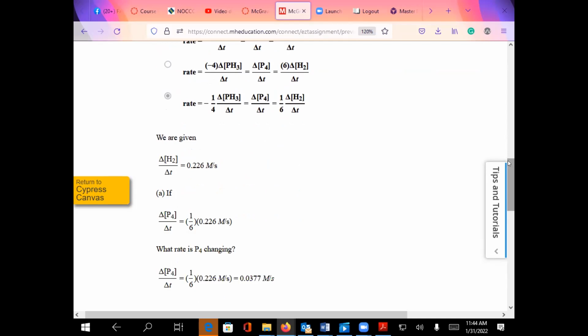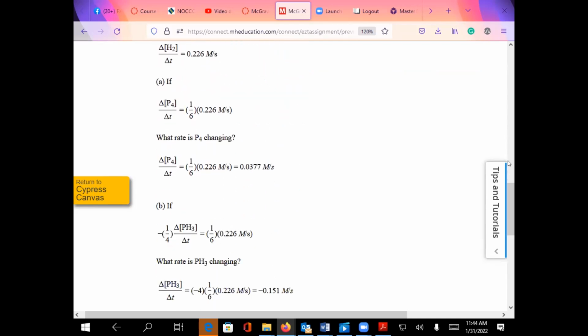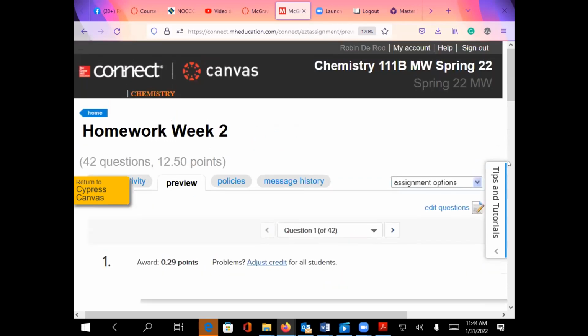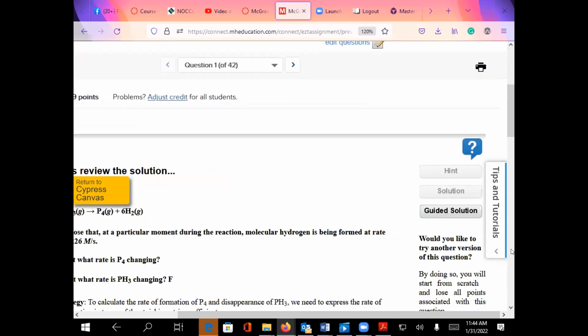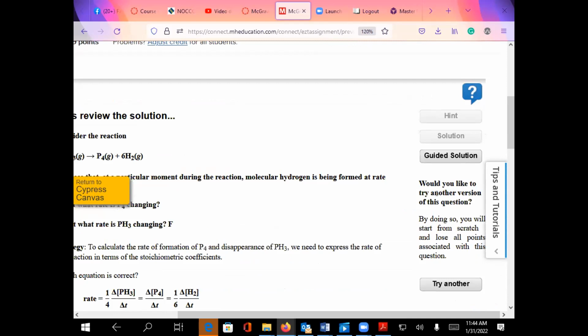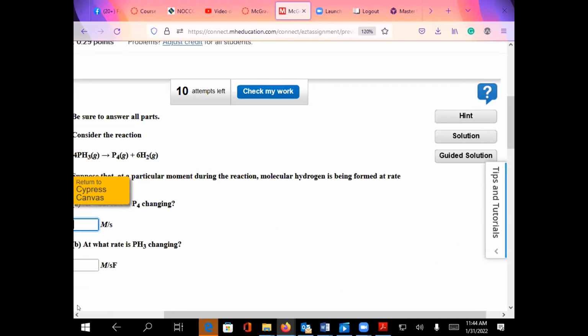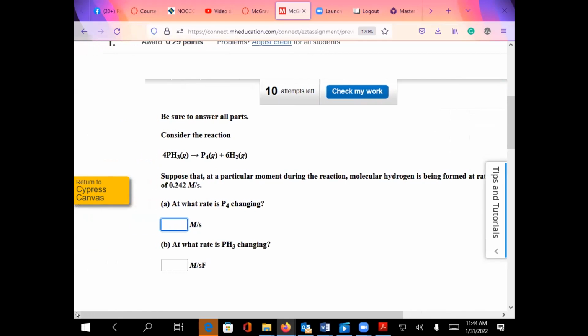Hey, I can look at all of this and then they're going to give me another question. This is wonderful. They said I could do another version of this question. Oh, look at this. Would you like to try another version of this question? Oh, yep, I can. Isn't that the same equation, but they just changed the numbers? Interesting. Oh, look, I still have 10 attempts.